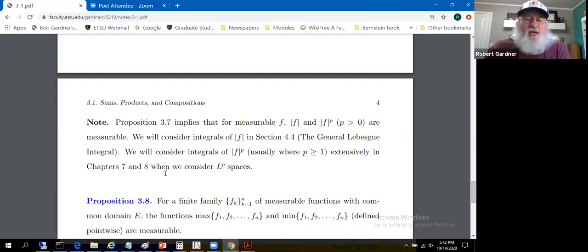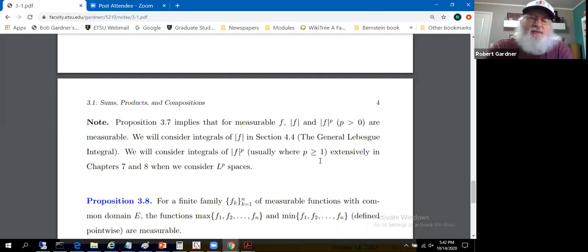In chapters 7 and 8, we'll deal with something called L^p spaces. L^p spaces are heavily dependent on a quantity like this, the absolute value of f to the p power. Actually, we'll take p greater than or equal to 1 in those settings, and these will be used to set up a norm on a certain linear space.